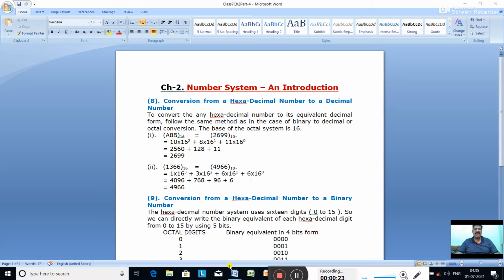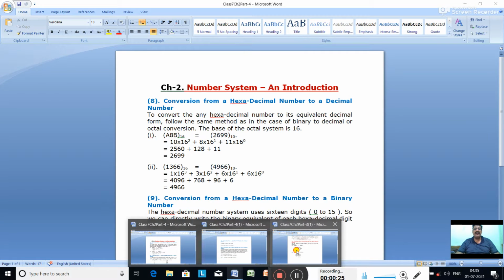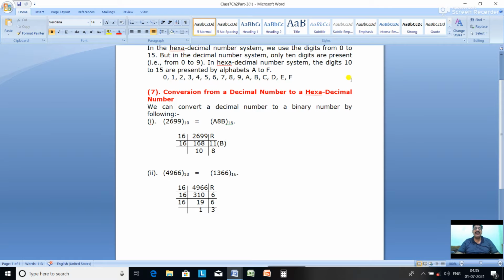Now see, in our last computer class, we learned how to convert a decimal to a hexadecimal. To convert a decimal to a hexadecimal, we divide the number by 16. Like 2699, if you divide by 16, the quotient comes 168 and the remainder comes 11, that is the hexa B. Then again you divide 168 by 16, how many times? 10 times 160. So 168 minus 160, remainder 8.